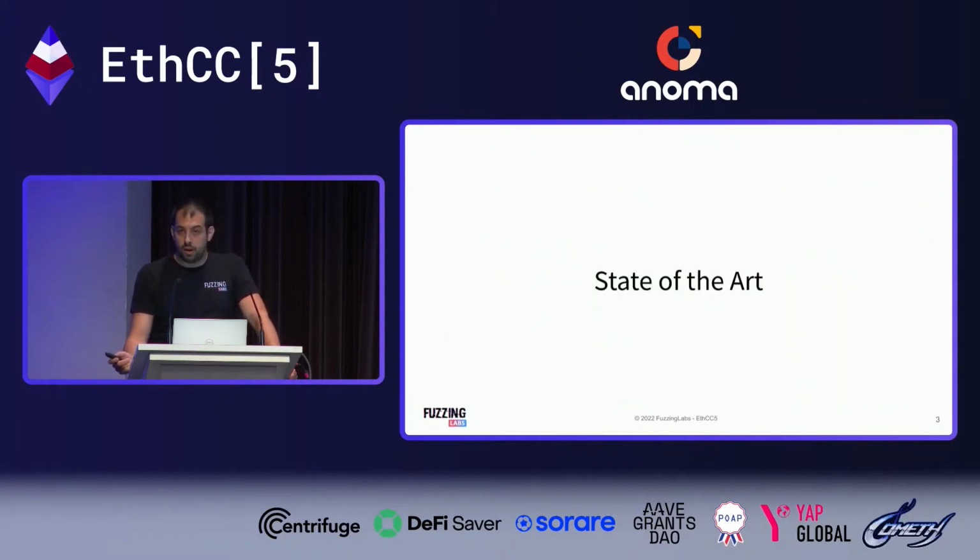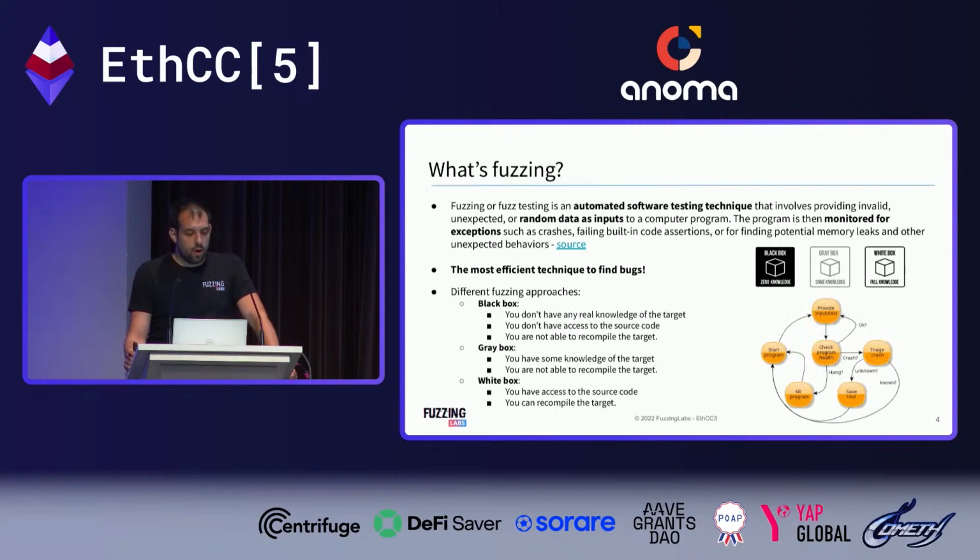So what is the actual state of the art? First of all, I need to explain what fuzzing is, just to be sure everyone is aligned. Fuzzing stands for fuzz testing. It's actually the most efficient technique to find bugs in programs in general. The main idea is to provide random or pseudo-random input into a program and monitor if it's crashing, and if it is the case, it's a good point for you.